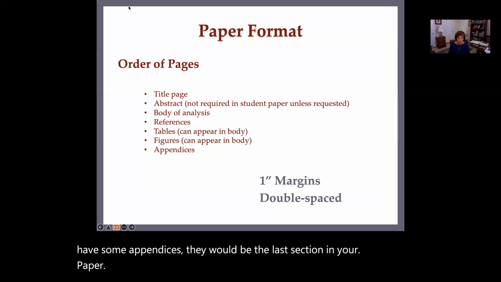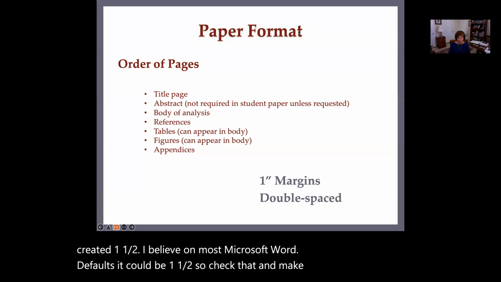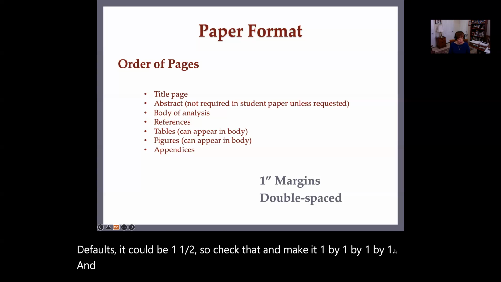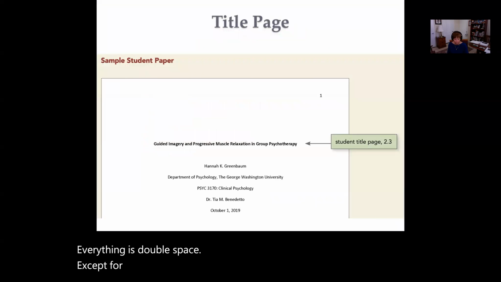So you will have 1-inch margins around, and I can tell when you have created 1.5. I believe on most Microsoft Word defaults, it could be 1.5. So check that and make it 1 by 1 by 1 by 1. And then everything is double spaced, even your quotations, even your bullets, everything is double spaced, except for your captions under your tables and figures.